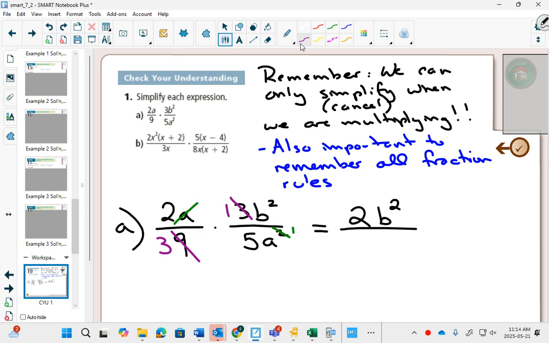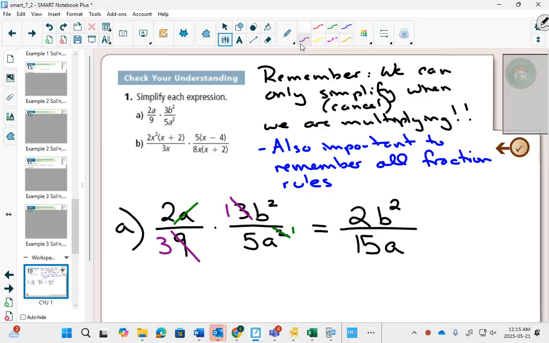And on the bottom, I have 3 times 5. That'll make 15. And my only variable is an a, and I only have one of them. I don't need to have the exponent. I don't have to write a little 1 there. It's kind of implied when you don't write it. This is simplified. Okay, I double checked. The 2 over 15 can't be simplified. I have no variables or no factors on the top that match with factors on the bottom.